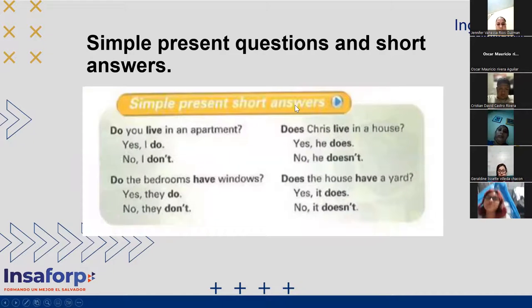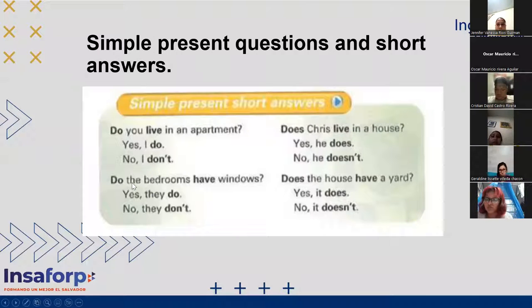Okay. Simple present short answers. Lo que les decía, okay? How you will give short answers to those questions. Do you live in an apartment? Si usted da una respuesta positiva o negativa, solo se va a limitar a responder, yes, I do, if that is positive. No, I don't, if that is negative. Porque la pregunta solo le da para que usted responda yes or no. But if you want to add more information, si usted quiere agregar más información, you can do it, right? But you will answer, yes, I do. I live with my sister, for example. If you want to add more information.